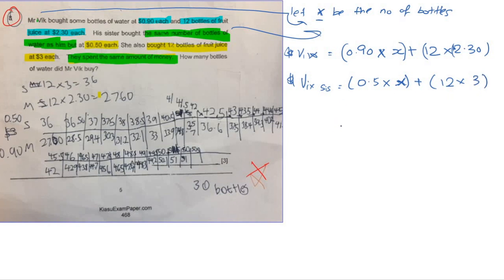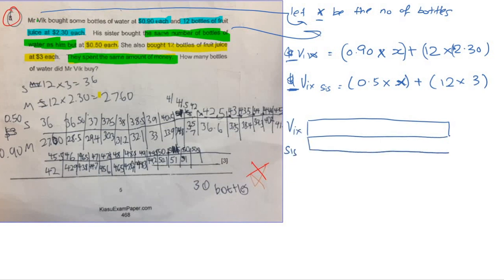I can draw a model. This is the money spent. The total money spent is the same. So I draw for this guy first, Mr. Vic. Then this is the sister. The amount of money spent is the same, so you should bring it down to be like that.